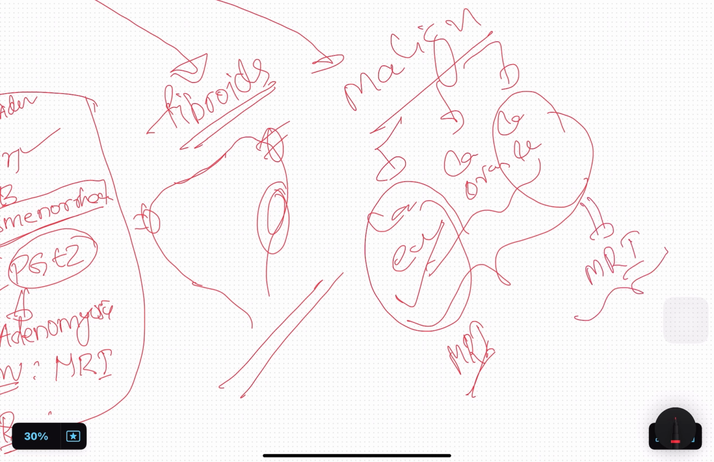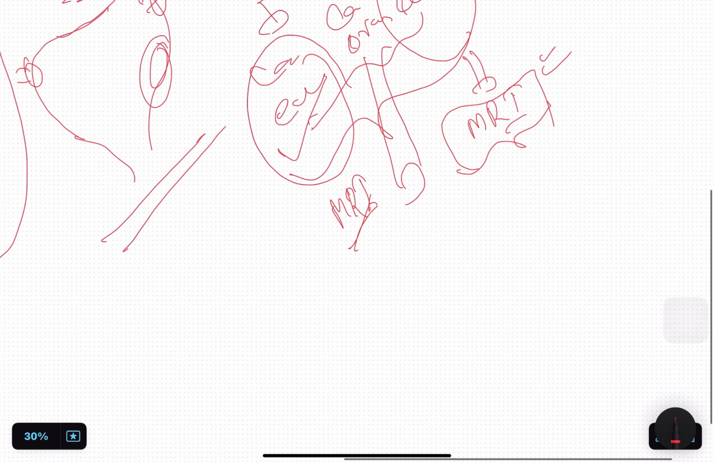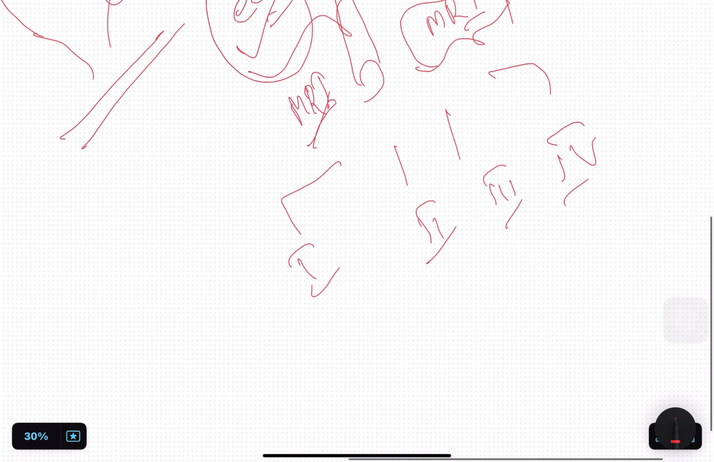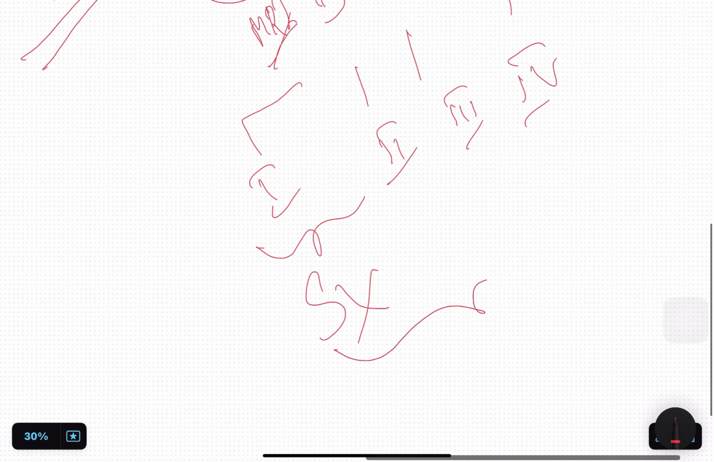What is parametrium? The ligaments which are attached. So this will almost change your treatment plan. This is something which you should know. Then for Ca ovary also you should do it. Based on this, you can have stage 1, stage 2, stage 3, stage 4. If it's a local disease, surgery. If it's regional disease, surgery plus chemotherapy.